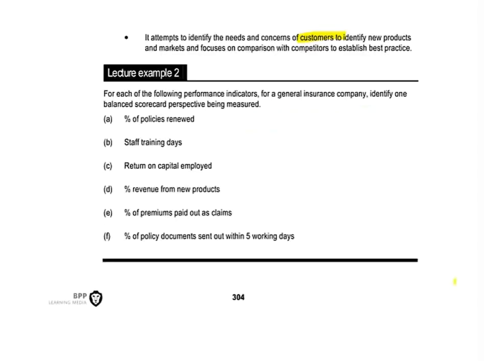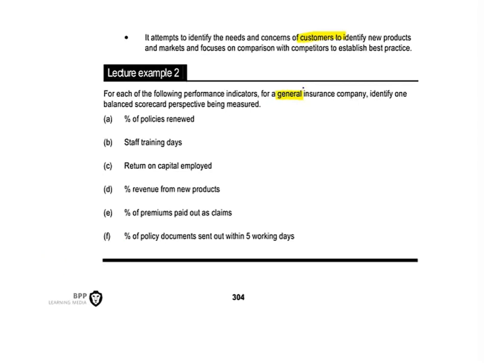In example 2 then, we've got 6 performance indicators for a general insurance company. Now, general insurance company is one which is providing annual policies, so for example car insurance, house insurance, pet insurance. We need to think about one of the perspectives then that's being measured on the balanced scorecard. Which perspective would this performance indicator be measuring?